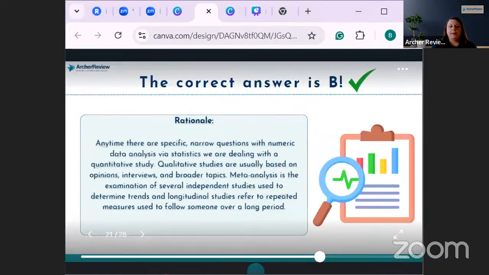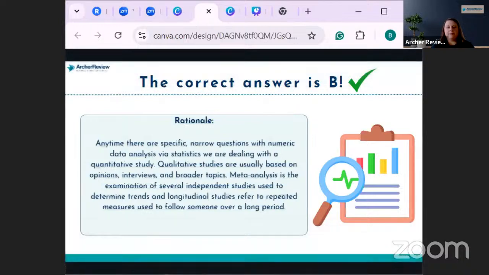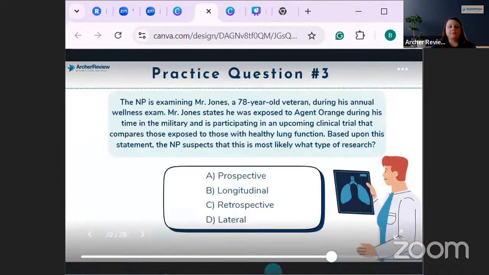Okay, absolutely, B. So anytime there's a specific narrow question with numeric data analysis via statistics, we're dealing with some sort of quantitative study process. Qualitative studies are usually based upon opinions, interviews, broader topics. Meta-analysis is the examination of several independent studies used to determine trends. And then again, remember the longitudinal is going to be repeated measures used to follow someone over a long period of time. So great job, guys.